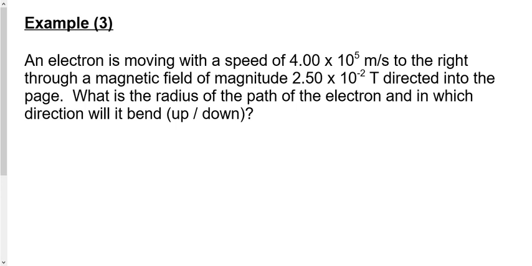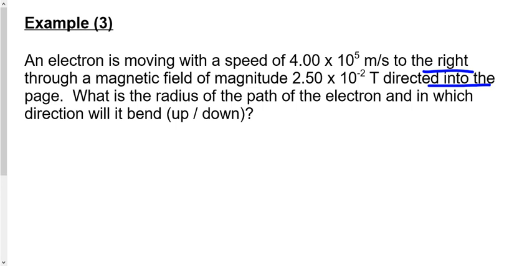It says an electron is moving with a speed of 4 times 10 to the 5 meters per second to the right through a magnetic field of magnitude 2.5 times 10 to the negative 2 Tesla directed into the page. To the right, into the page. Parallel, perpendicular, otherwise? Those are perpendicular, right? So the stuff that we've learned with equations and hand rules are valid here, right? What's the radius of the path of the electron and which direction will it bend?